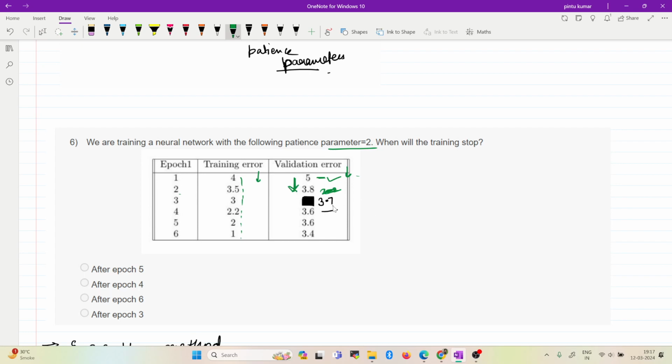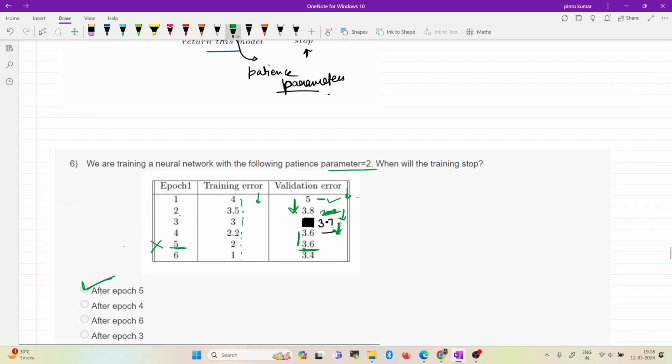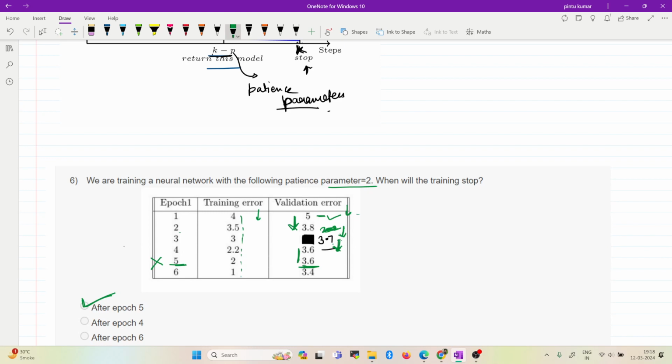I'll continue my training. When I come here, I look at the last two. I still see that my loss is decreasing, I'm fine with it. When I come here, I still see that it is decreasing, I'm fine with it. When I come to the fifth epoch, I see that my loss has become constant. So I'll suggest that after 5 epochs I should stop my training. So this is the idea of early stopping. Okay. Any doubt till this point? No, sir. Okay. Thank you.